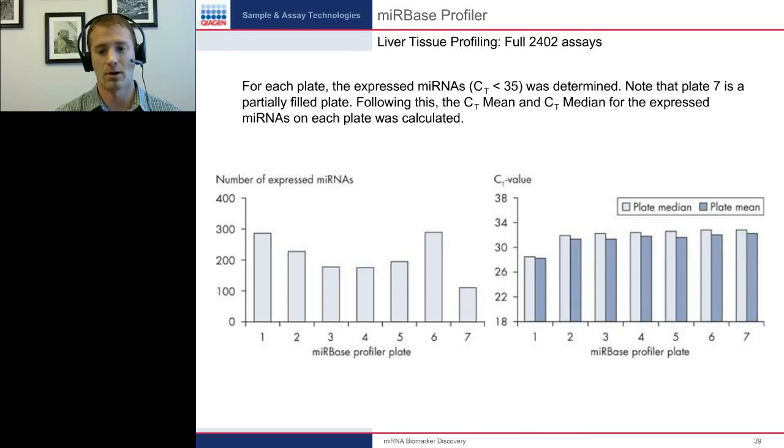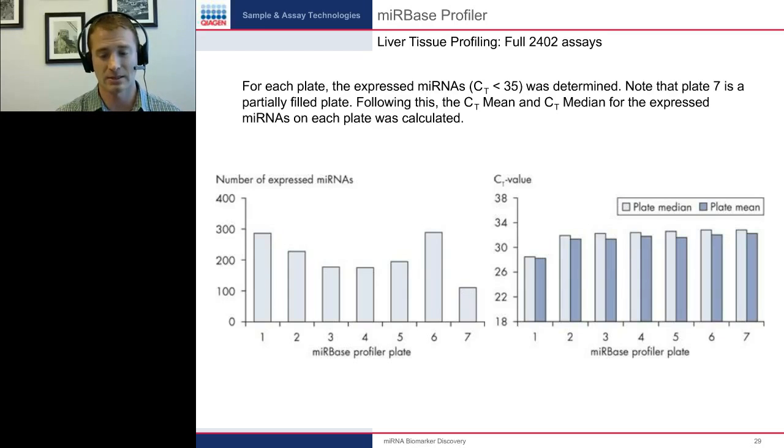Looking at this in one more manner, the same liver tissue profiling experiment. For each plate, the expressed microRNAs were determined, and this is a CT with a limit of detection of 35. And as you can see, you have approximately 300 in plate 1 and around 200 for plates 2 through 5, and 300 plus for plate 6. Now, this is microRNAs included in miRBase version 19, version 20, and 21. And as you can guess, that's quite a lot that are actually expressed.